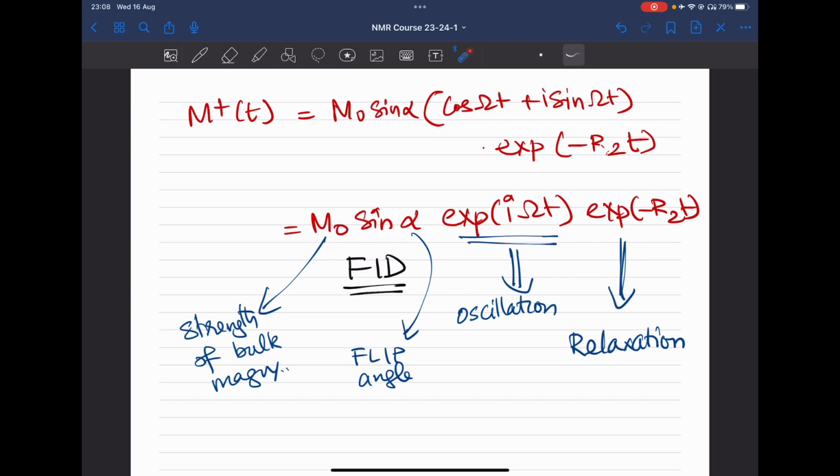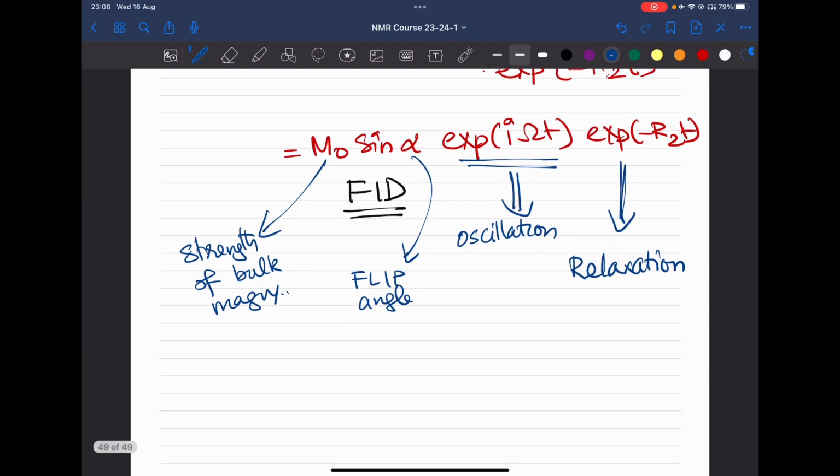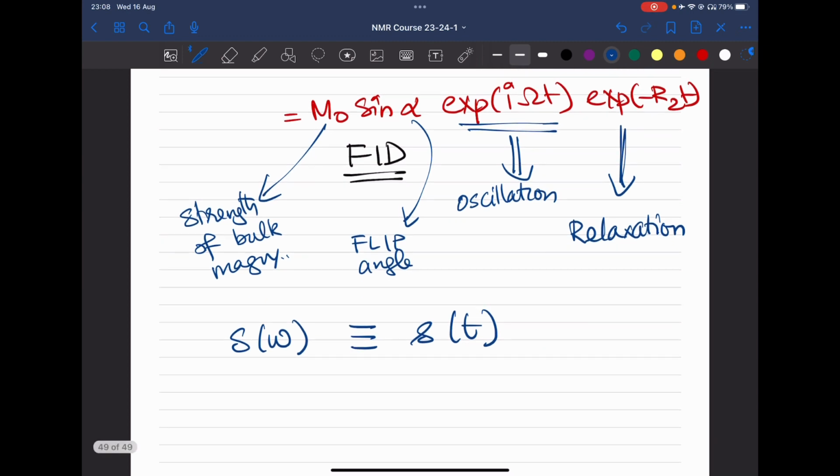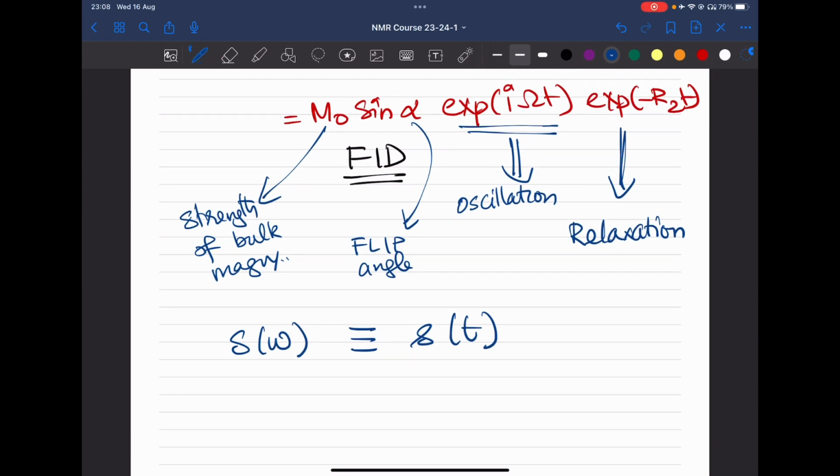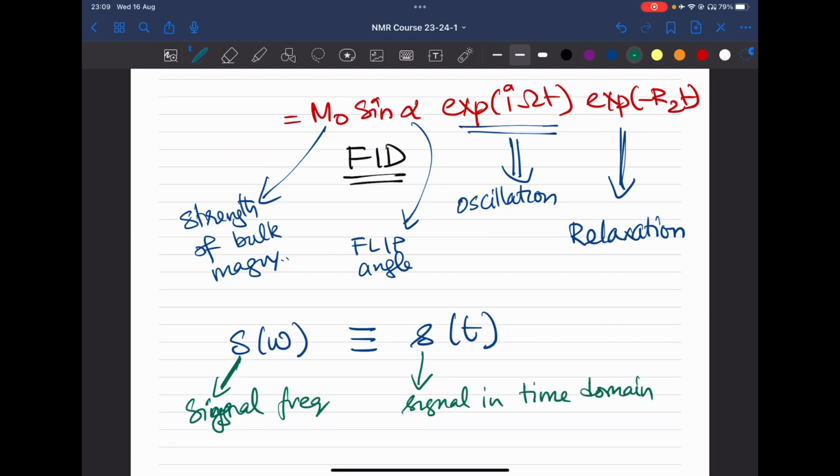As you are able to realize, we wanted to determine frequencies, not time domain data. And how do we end up getting it? The signal in the frequency domain is obtained from signal in the time domain. I'm trying to write the capital S for signal in the frequency domain, small s as the signal in the time domain. Basically, the FID we are trying to measure.